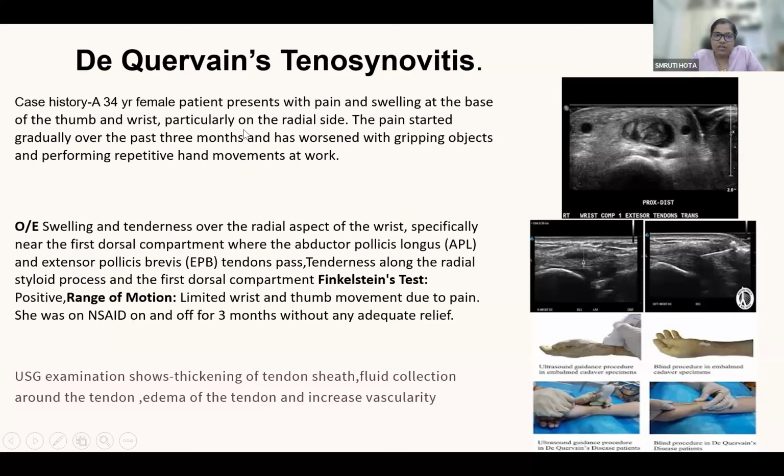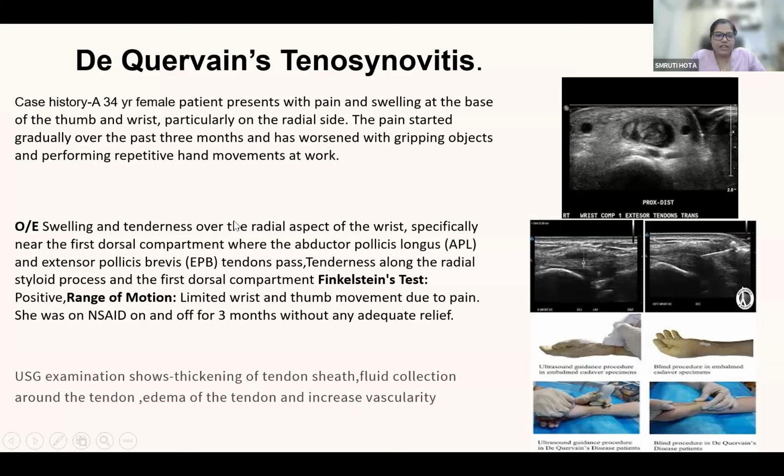Why is De Quervain tenosynovitis common at this site over the radial styloid process? Because here there is friction of these two tendons over the radial styloid process that causes the inflammation. And the Finkelstein test, which I have already discussed, is positive, and range of motion of wrist and thumb movement is limited due to pain. She has already been given NSAIDs on and off for 3 months without any adequate relief. And here you see there is pain and swelling at the base of the thumb. In the diagram you can see it.